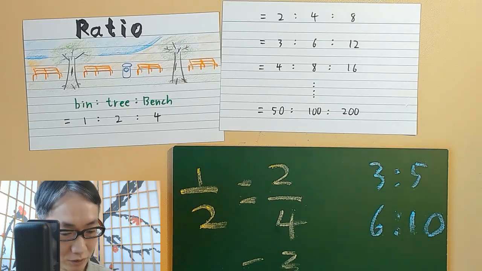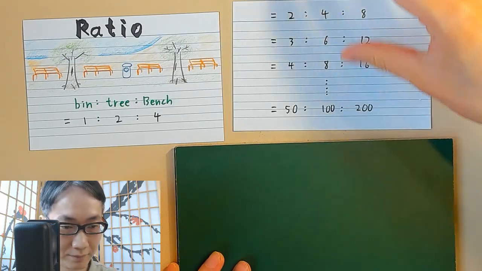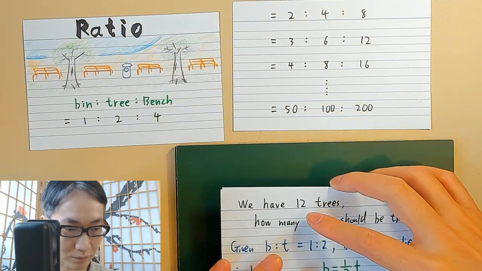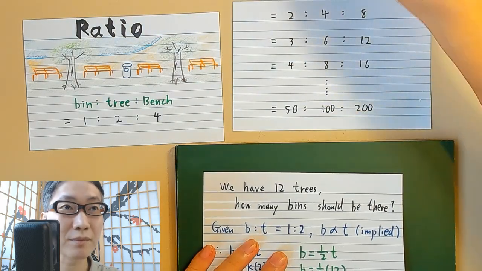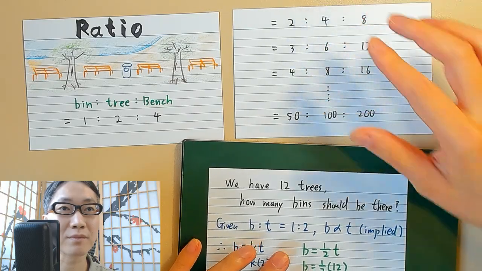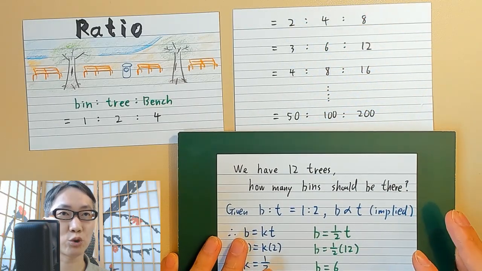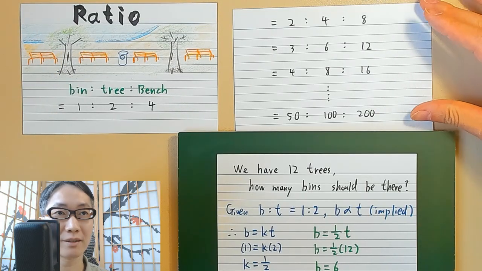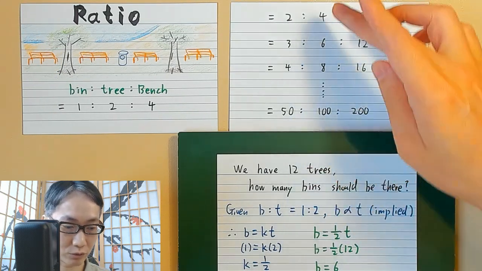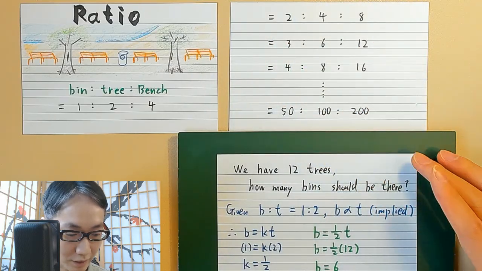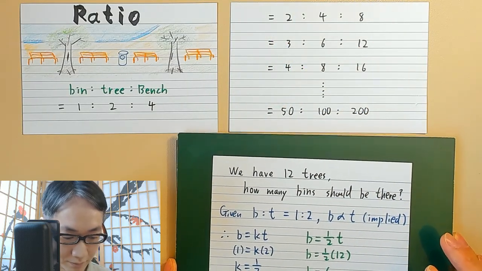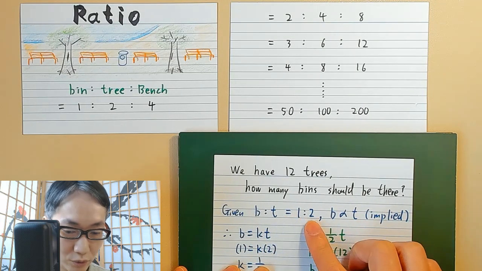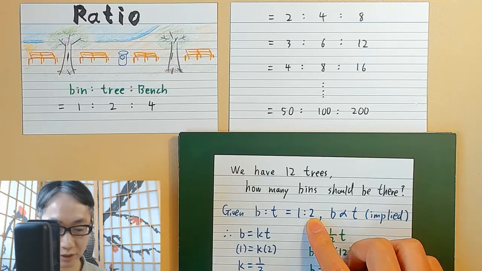So next, let's do a little example of how to reduce a ratio. Let's say we have 12 trees. How many bins should there be? Okay, 12 is not here, so let's calculate. Now, given that bin to tree is equal to 1 to 2, we figured this out previously.